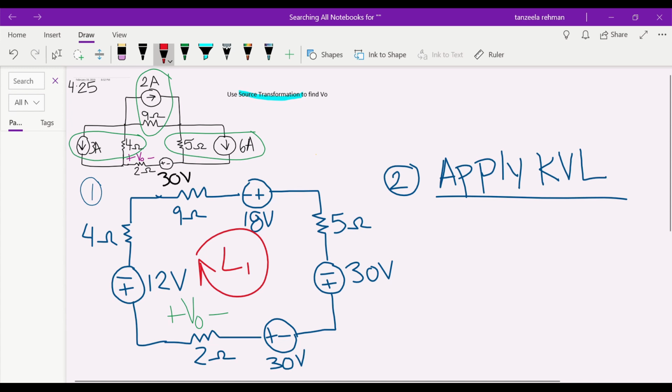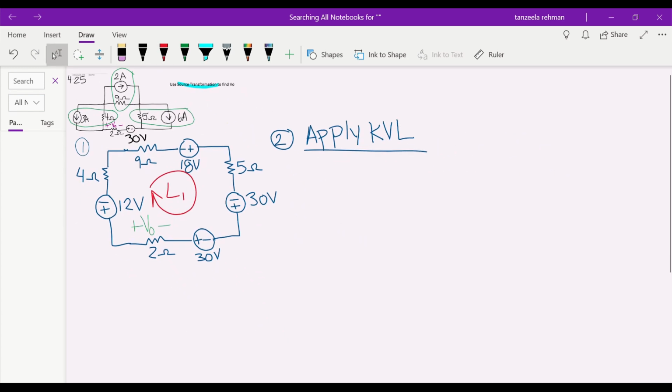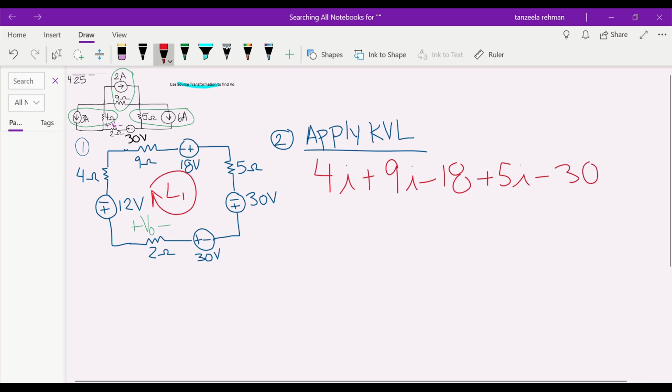And now we're going on to apply KVL. We start off at our 4 ohm resistance. We express that voltage drop in terms of Ohm's law as the 4 ohm resistance multiplied by the current around this loop, I. Same goes for all the other resistances we see here. For our 9 ohm resistance, any voltage drop we encounter will be positive. That's the way that I've defined it: a voltage drop is positive, a voltage rise is negative. So for our 18-volt and 30-volt sources, that's a voltage rise, and for our 12-volt source, we see a voltage drop.